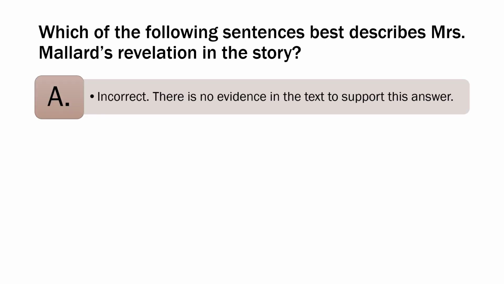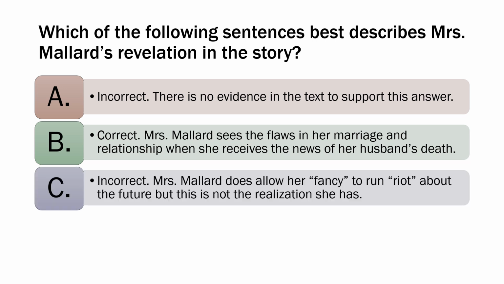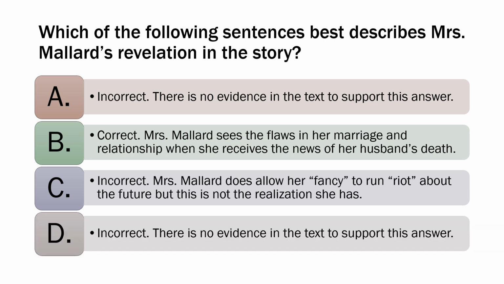A is incorrect. There is no evidence in the text to support this answer. B is correct. Mrs. Mallard sees the flaws in her marriage and relationship when she receives the news of her husband's death. C is incorrect. Mrs. Mallard does allow her fancy to run riot about the future, but this is not the realization she has. D is incorrect. There is no evidence in the text to support this answer.